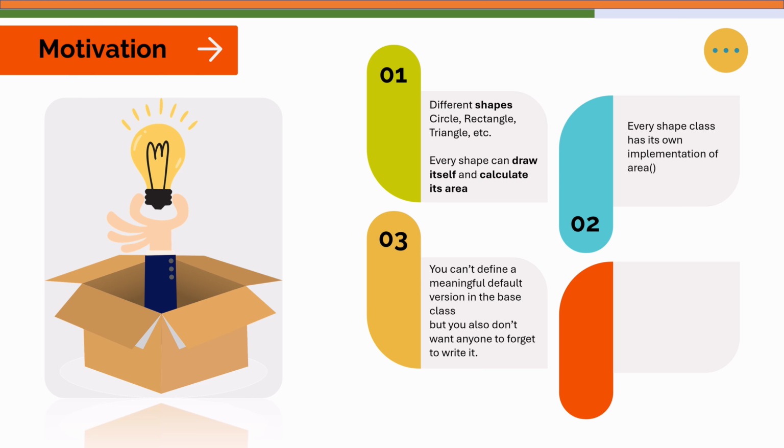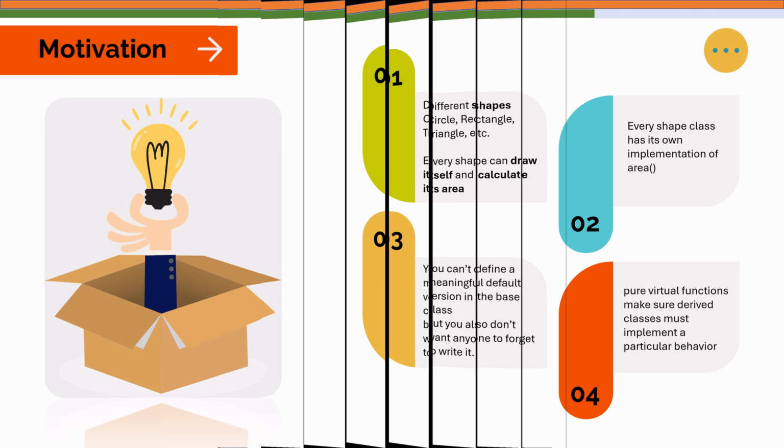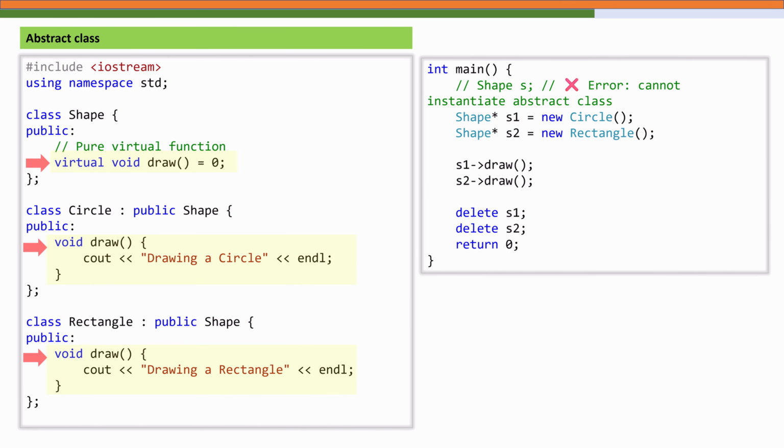So what do we do? We tell C++, I do not want to define this function here, but I want all derived classes to define it. This is ensured using that equals to 0 sign, that is, with the help of a pure virtual function. So you can see in this example a Shape class, and we have defined a pure virtual function named draw. Virtual enables runtime polymorphism. Equals to 0 makes it a pure virtual function. So now Shape becomes an abstract class.